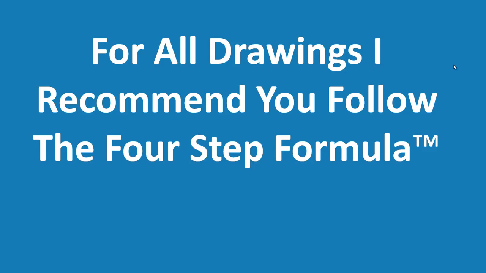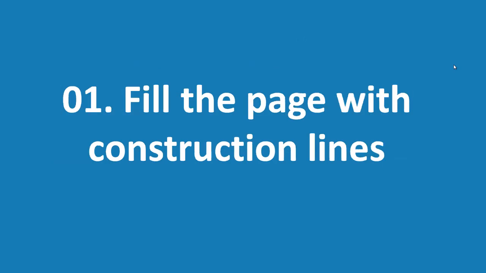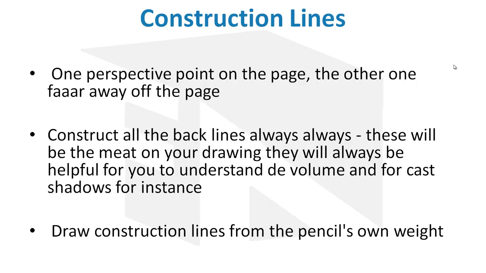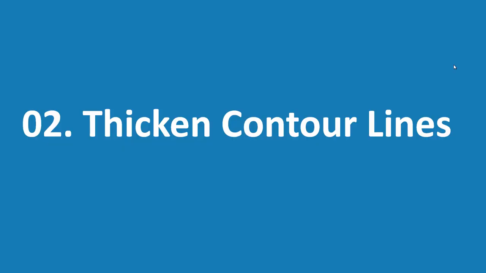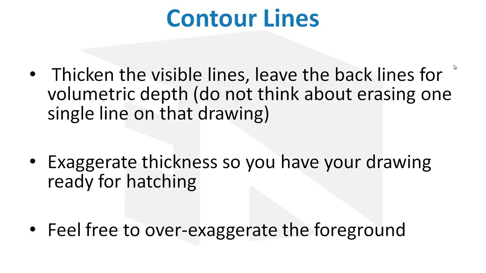We'll start with the four-step formula, right? So fill the page with construction lines. So again, one perspective point on the page, the other one far off the page. Always construct the back lines, construct the volumes, and the pencil's zone weight is going to be used as construction lines. Then thicken the contour lines.